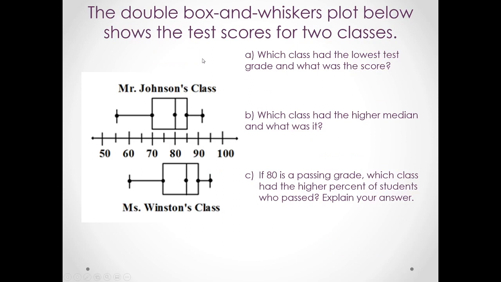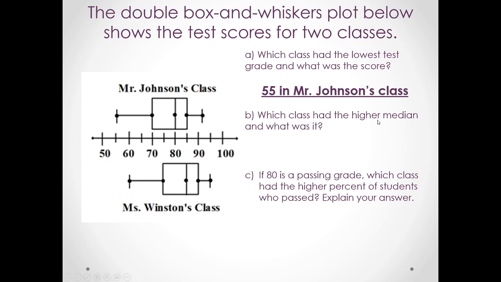This double box and whisker plot shows the test scores for two classes. So Mr. Johnson and Ms. Winston gave the same test, and they graphed how their students did on that test. Which class had the lowest test grade, and what was the score? Well, that's the minimum. So Mr. Johnson, the minimum is 55. Ms. Winston, the minimum is 60. So Mr. Johnson has the lowest grade.